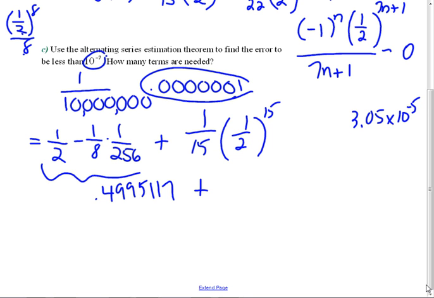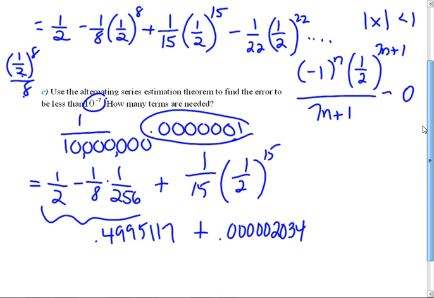What did you guys get? Point 0, 0, 0, 0, 0. How many zeros? 5, 0. 5, what? 2, 0, 3, 4. 3, 5. Okay, doesn't matter. Still not small enough. We need one more. Well, let's find out what the next term is. It's minus 1 over 22 times 1 over 2 to the 22.